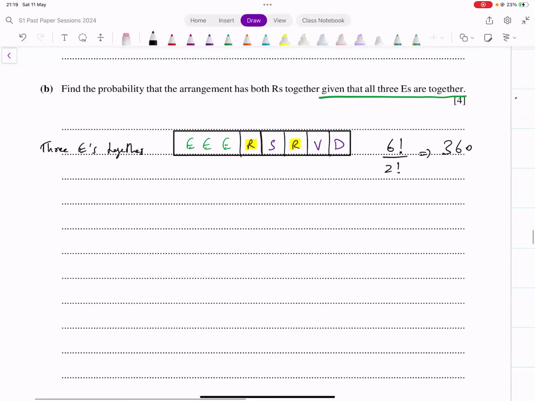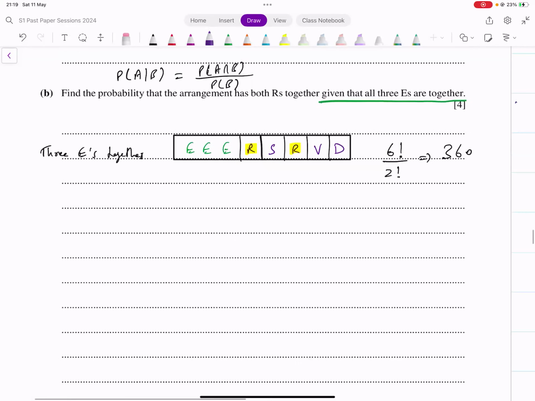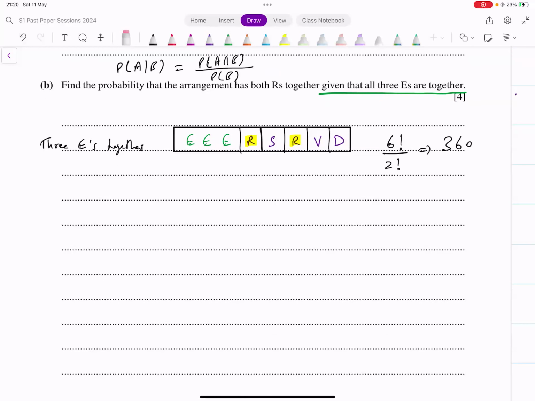Okay, remember the formula? Probability of A given B is equal to probability of A intersection B, that means where both of those things are true, divided by probability of B. We have found this for now. Probability of what is given. Now, what is the probability that we want to find out? Both R's are together. So now we want to find the probability of this intersection. That all E's are together and both R's are also together. The intersection where both those conditions are true. Let's find that out.